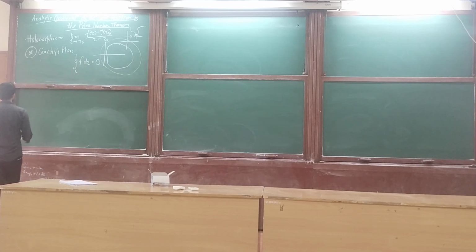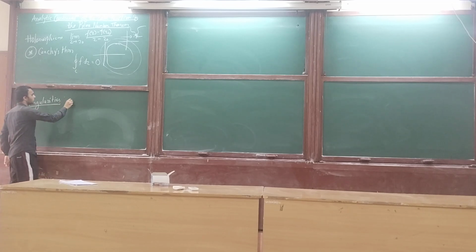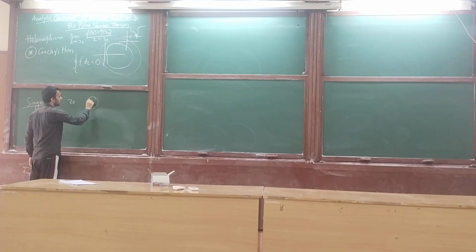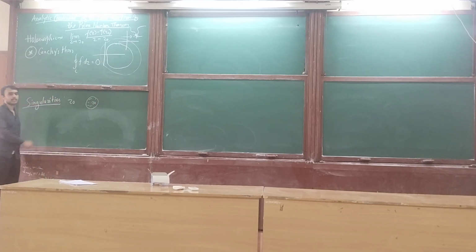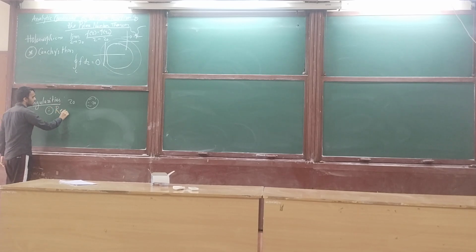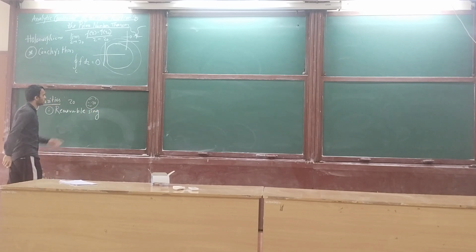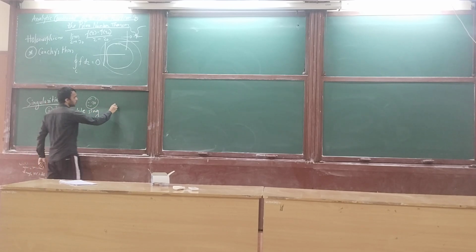Also, I want to go a little bit into singularities. So, singularities of a function. A point z naught is called a singularity of a function if the function is well defined in a neighborhood around z naught, but it is not defined at z naught. These are called singularities, and there are three types of singularities. One is called the removable singularity. Removable singularities are like functions of this form.